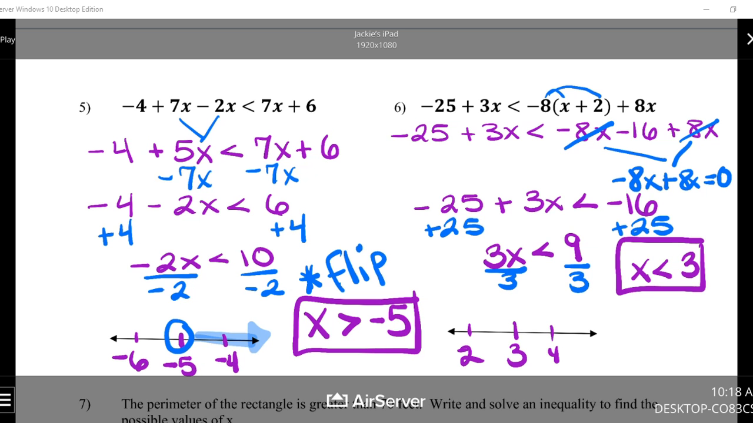Three is not included, so it's going to be open or not filled in at 3. And it's all values less than, so we're shading to the left where the values are less than 3.